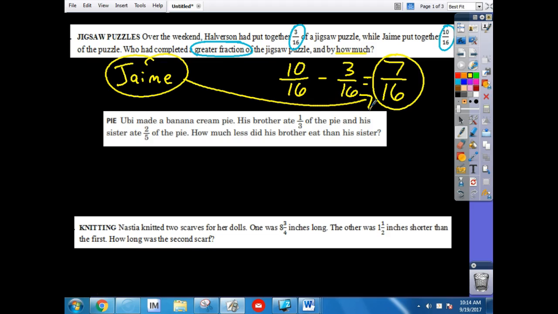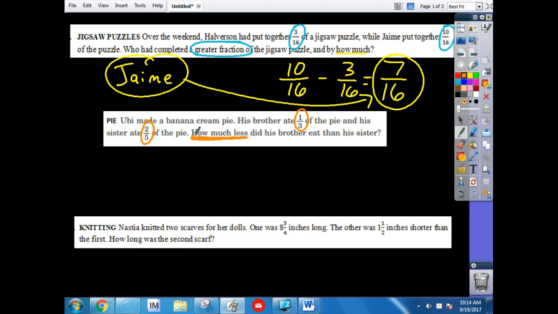Ubi made a banana cream pie. His brother ate 1/3 of the pie. That's kind of a lot of the pie. And his sister ate 2/5 of the pie. How much less? Same kind of question as up here. How much less? How much taller than? How much farther than? All those kinds of questions, again, hopefully trigger subtraction in your mind.